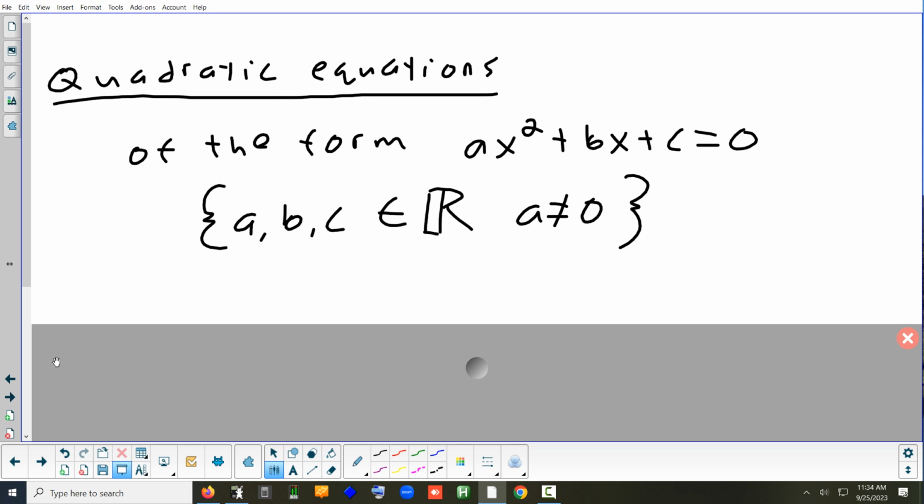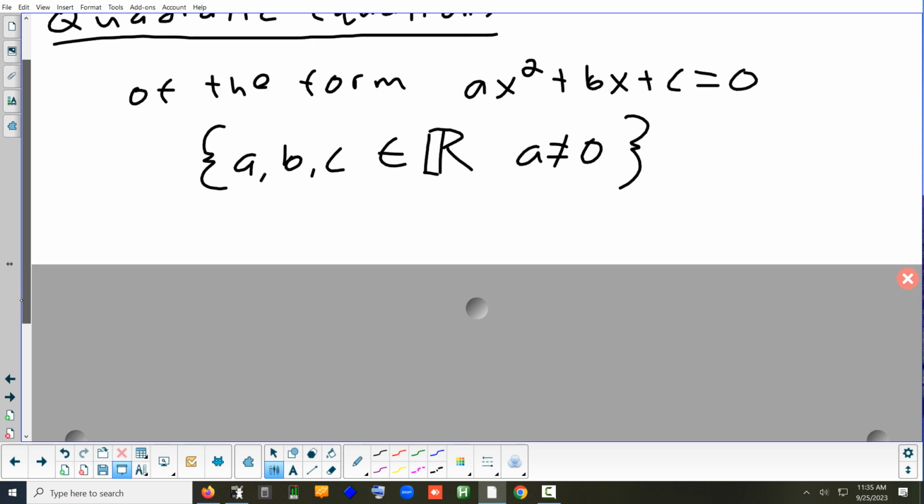So this is similar to what I said about linear equations. They're of the form ax squared plus bx plus c equals 0, where a, b, and c can be any number you want except a can't be 0. Because if a is 0, then you would wipe out the squared term. And what would you be left with if you do that? Yeah, you'd be left with something linear. So we're specifically talking about quadratics.